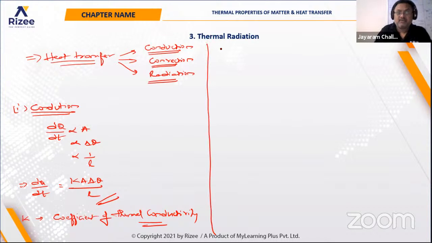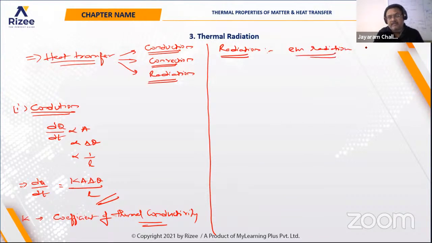Next, I'll directly go to radiation. What is radiation? Heat is transferred in the form of electromagnetic radiation or electromagnetic waves, with a speed of 3 into 10 to the power of 8 meter per second, with different wavelengths. In radiation, the major important terms we need to discuss are the rate of heat transfer, Newton's law of cooling and the Stefan-Boltzmann law.